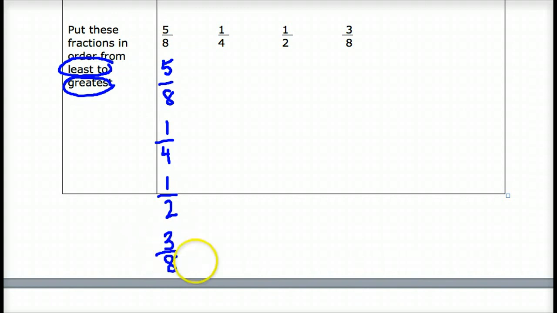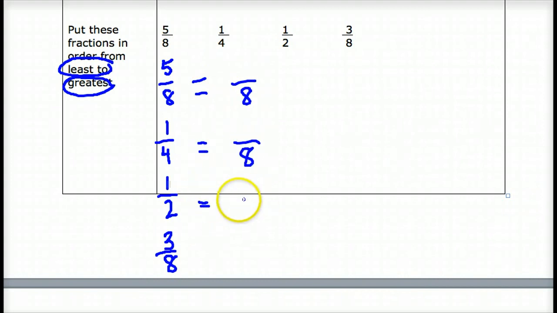So right now we're going to go ahead and look at our denominators. We have 8, 4, 2, and 8. All of those numbers will divide evenly into the number 8. So we know that we're going to set all of our fractions equal to something over 8. And the first one actually saves us a step. We realize that 5/8 already has 8 as a denominator, so we can just put 5 over here to stay equal.